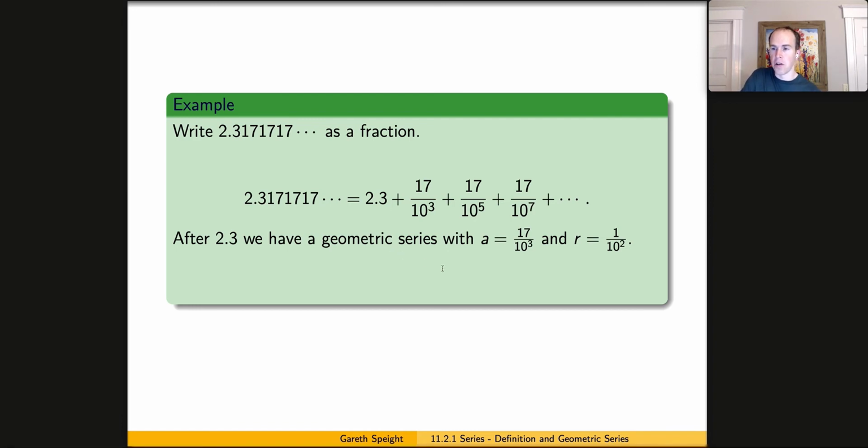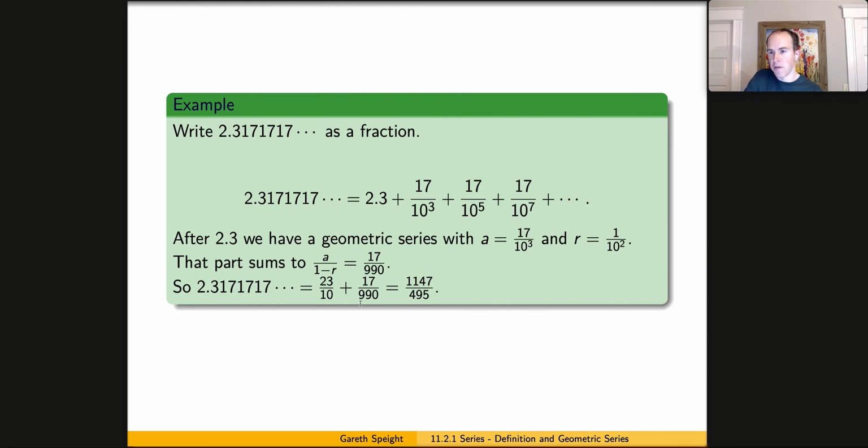We know the first term, we know the common ratio, we can add it up. It adds to a over 1 minus r, which is 17 over 990 if you do the borrowing algebra. Okay, and then 2.3 is 23 over 10. So we have 23 over 10 for the first part, 17 over 990 for the infinite recurring part. We find a common denominator, we add them together, we simplify, super boring, but you can do it. You'll get 1147 over 495.